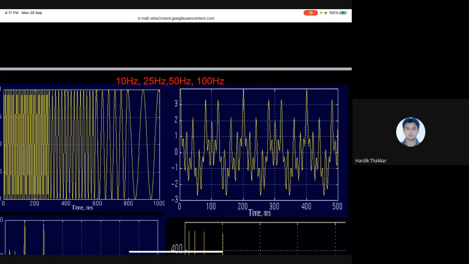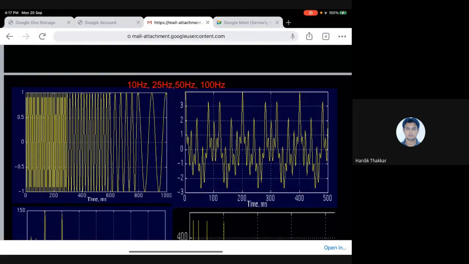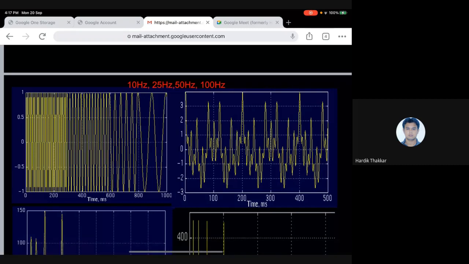These two waveforms have the same four components: 10 hertz, 25 hertz, 50 hertz, 100 hertz, right? These four components make up both waves, but see how they look different. You can see here the left one starts with a higher frequency and goes towards a lower frequency, but in the right one you cannot see any single frequency, it's a mixture.